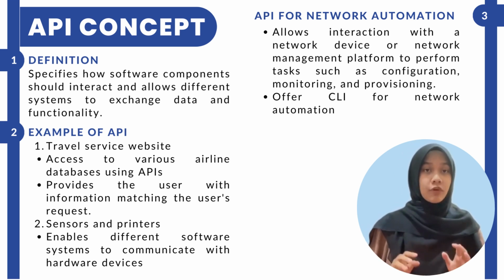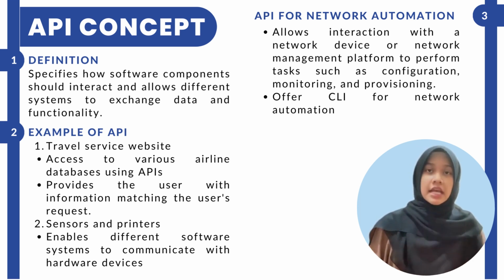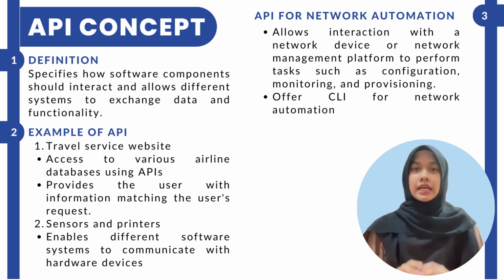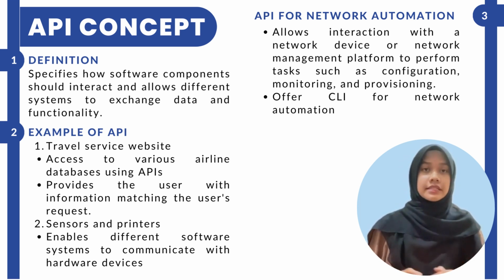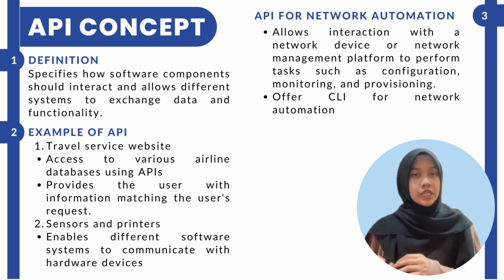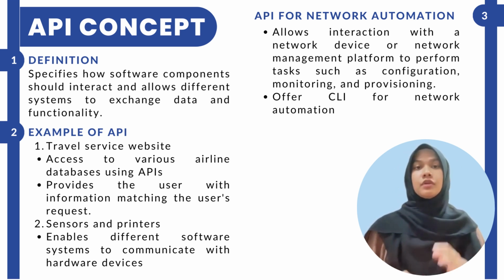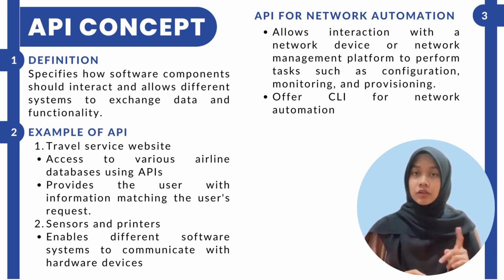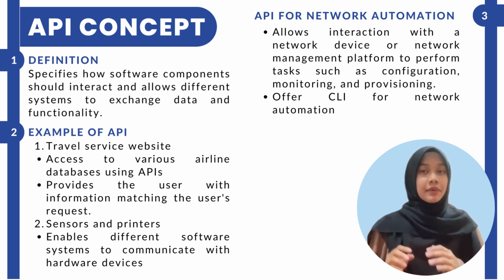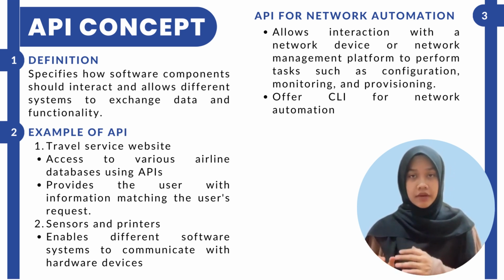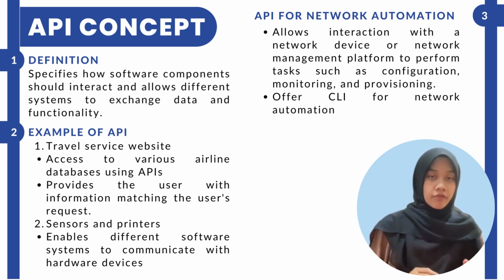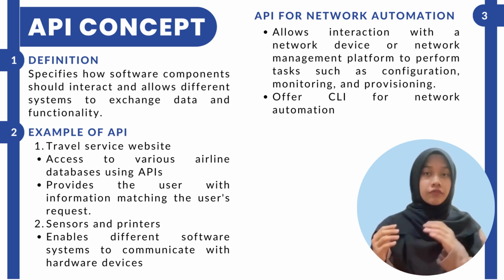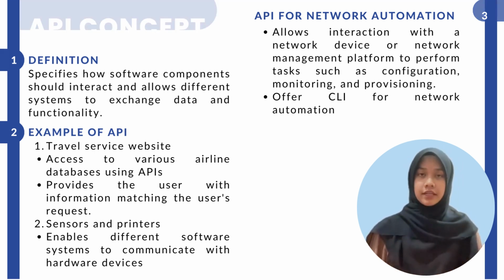When user enters the information to make a reservation request, the website interacts directly with the airline's own database and provides the user with information matching the user's request. APIs can also enable different software systems to communicate with hardware devices, such as sensors or printers. In the context of network automation, an API allows you to interact with a network device or network management platform to perform tasks such as configuration, monitoring, and provisioning.